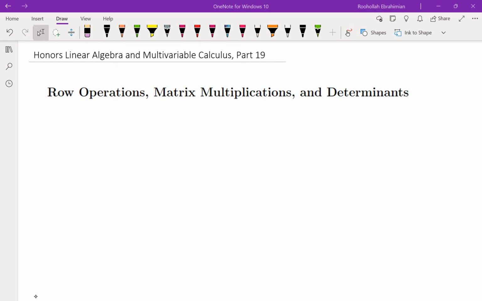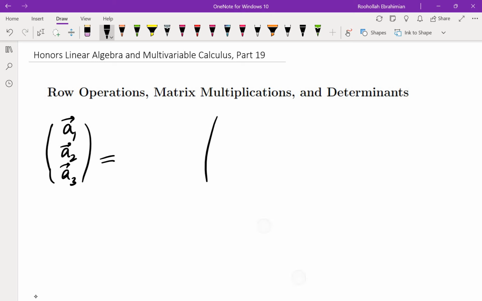So let's say you're doing some row operations. There are three row operations that we have talked about: row interchange. Let's assume you have a matrix with three rows and you're swapping the first and third row. I'm going to replace the first row by the third row and the third row by the first row, and not change the second row. So this row swapping corresponds to a matrix multiplication.